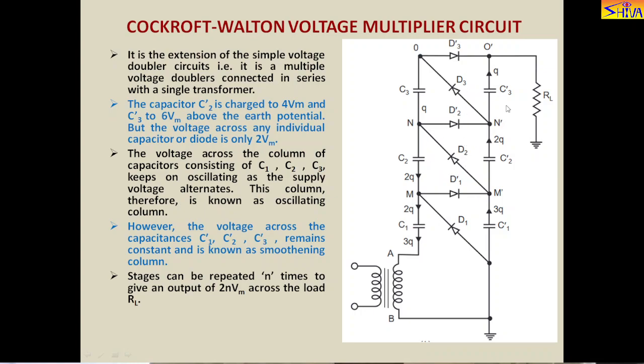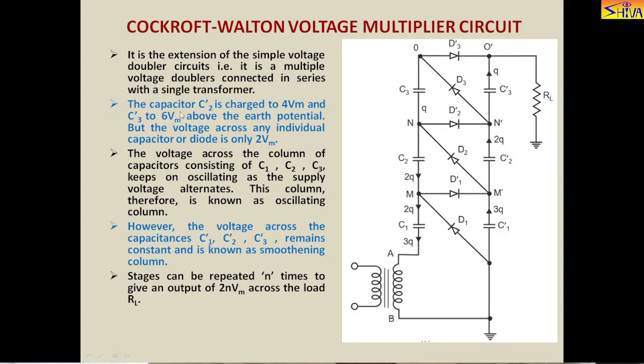Similarly, if we observe this third stage, this is also having two capacitors and two diodes. So that is also voltage doubler circuit excluding the transformer. So we can say that the Cockcroft Walton voltage multiplier circuit is nothing but the extension of the simple voltage doubler circuit. That is, it is multiple voltage doublers connected in series with a single transformer. So that is what the Cockcroft Walton voltage multiplier circuit is.